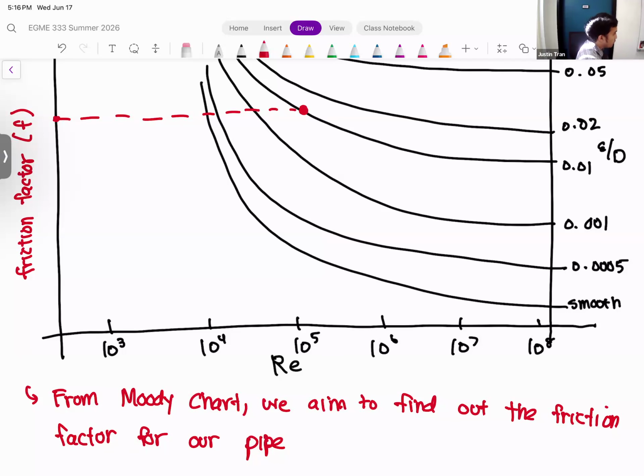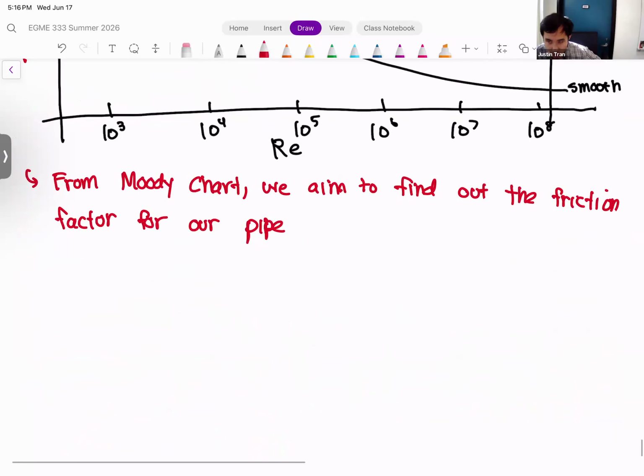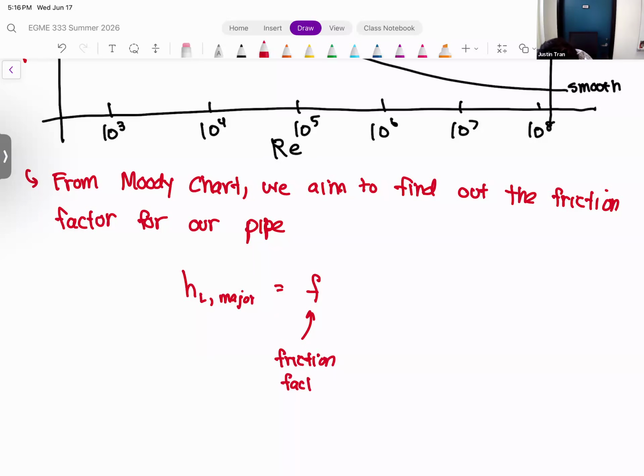Once you obtain the friction factor, there is a correlation between the friction factor and the head losses in a particular pipe. So once you find the friction factor, you can compute the major losses from there. The formula for this is h_L major is equal to the friction factor, f, multiplied by the ratio of the length divided by the diameter, multiplied by V squared divided by 2g.